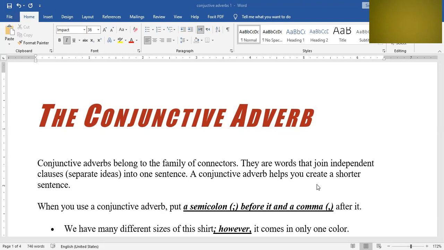A conjunctive adverb helps you to create a shorter sentence. Now, when you use a conjunctive adverb, put a semicolon, as you see, here's the semicolon, before it and a comma after it.